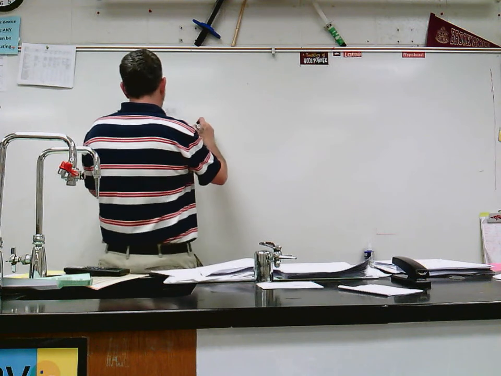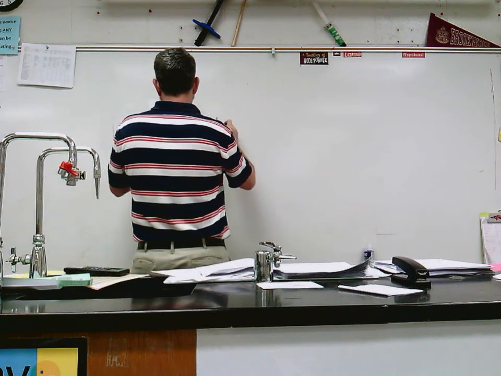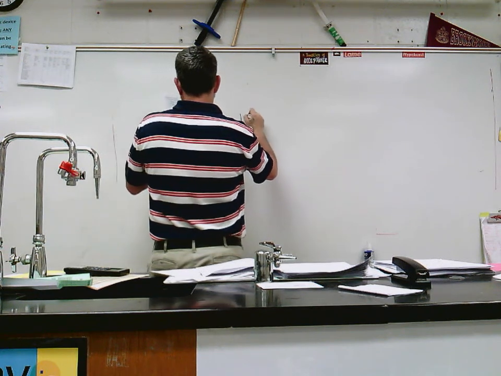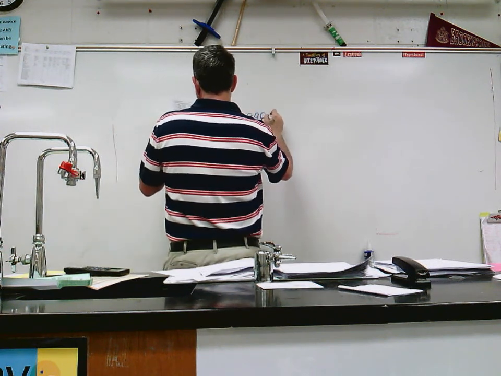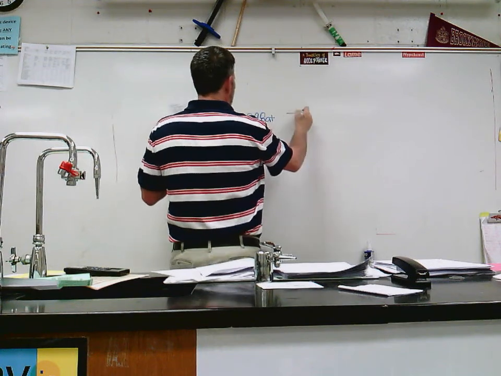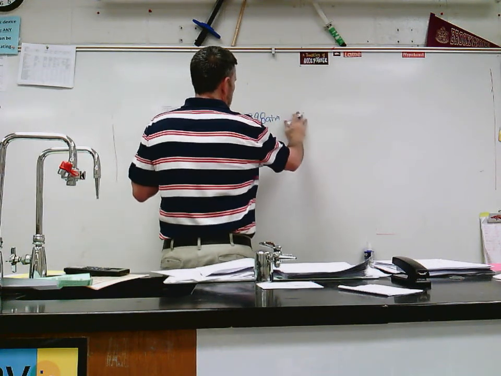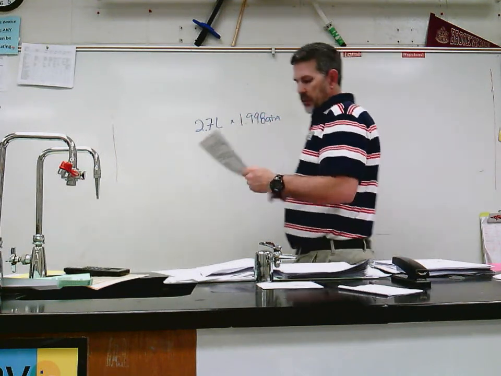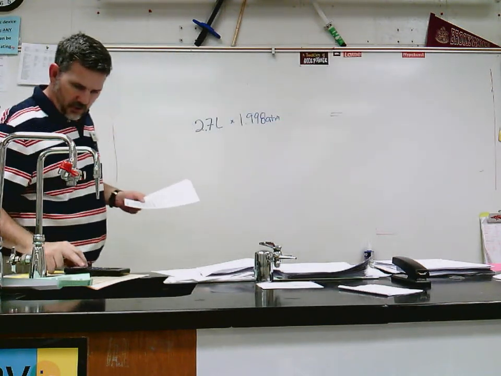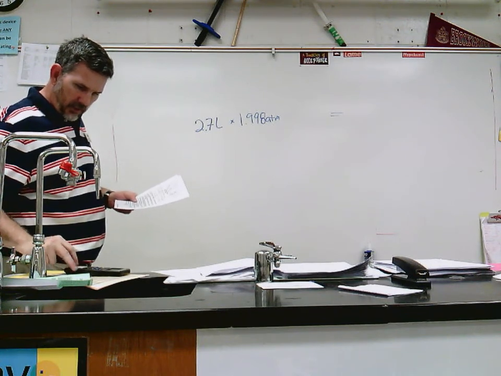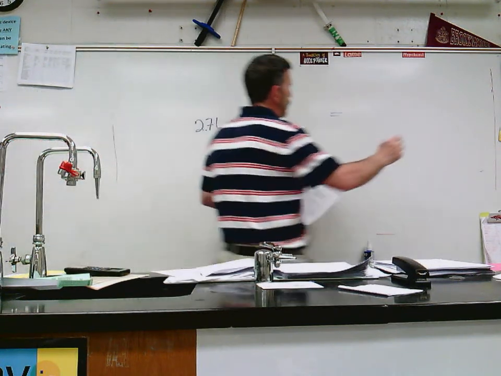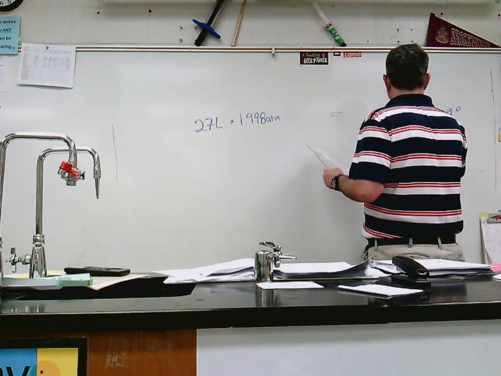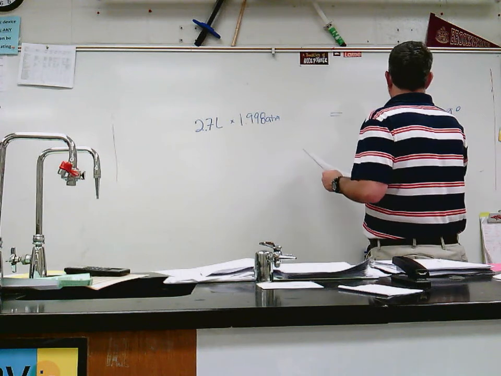Okay, so I have 2.7 liters and 1.998 atmospheres, and I'm going to put T1 over here because it makes me happy. 273 plus 36 equals 309. Put temp 1 over here, 309 Kelvin.